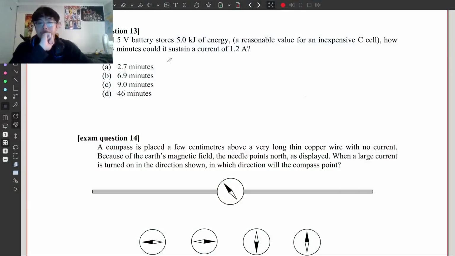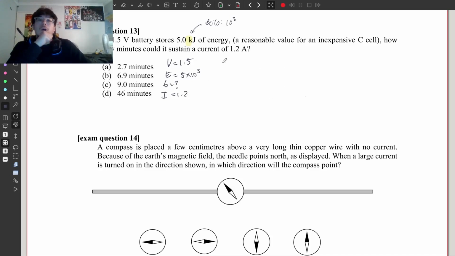So we have a 1.5 volt battery, so our voltage is going to be equal to 1.5. Our energy is equal to 5 times 10 to the 3 joules. The reason why I'm doing times 10 to the 3 is because we have the prefix of kilo. So a kilo corresponds to a times 10 to the 3 factor. So then we want to find our time, which is unknown, and our current I is equal to 1.2.